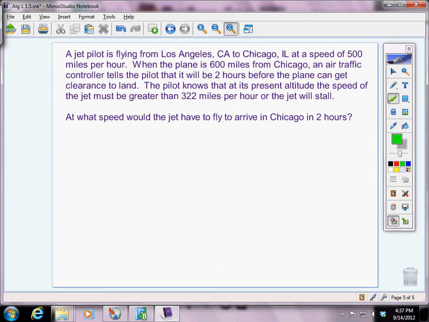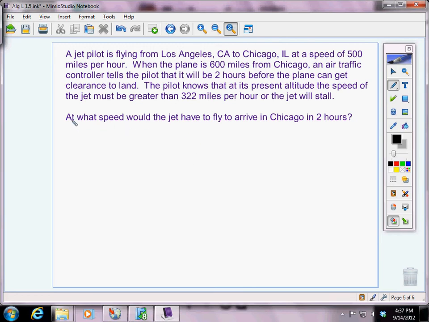A jet pilot is flying from Los Angeles, California to Chicago, Illinois at a speed of 500 miles per hour. When the plane is 600 miles from Chicago, an air traffic controller tells the pilot that it'll be 2 hours before the plane can get clearance to land. The pilot knows that at its present altitude, the speed of the jet must be greater than 322 miles per hour or the jet will stall. At what speed will the jet have to fly to arrive in Chicago in 2 hours?